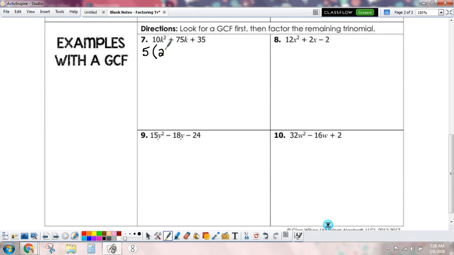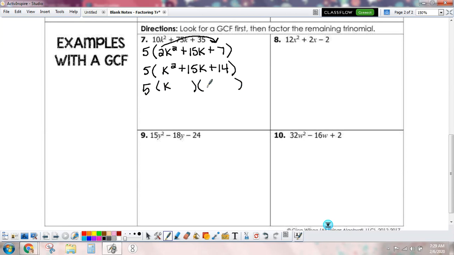Okay, and then I'm left with 2k squared plus 15k plus 7. All right, so now I can go ahead and I can do the slip and slide here. So I'm going to pick my 2, slide it down to there. So I have 5 times k squared plus 15k plus 14. And I know to get 14, I can do 1 times 14, and 1 plus 14 is 15. So I'm going to use 1, and I'm going to use 14. So I have k, and since they're both positive, I'm going to do my positive, 14, and 1.